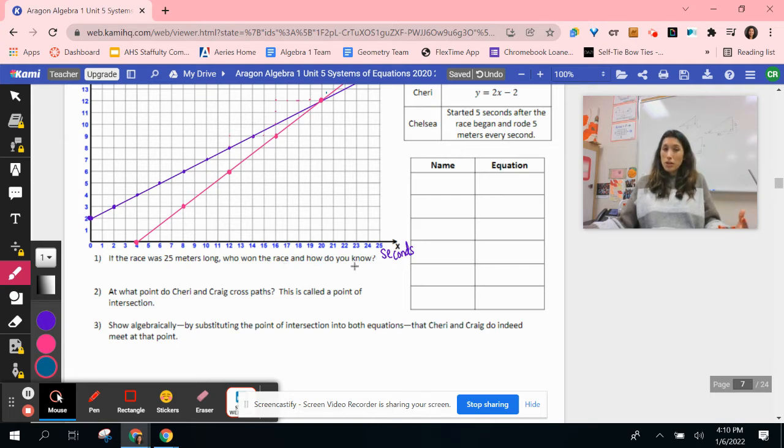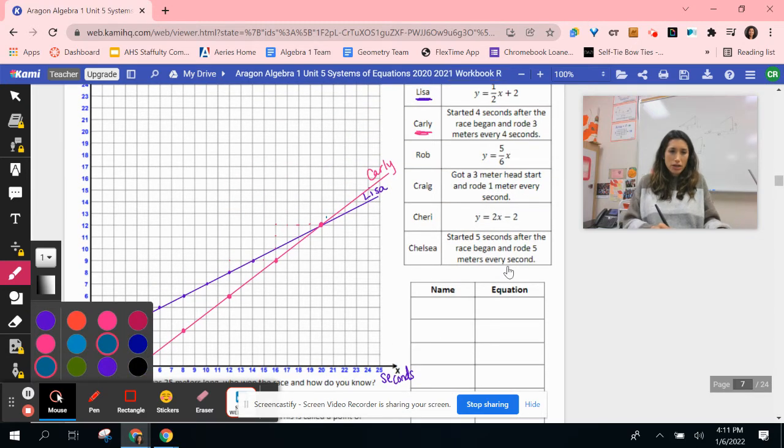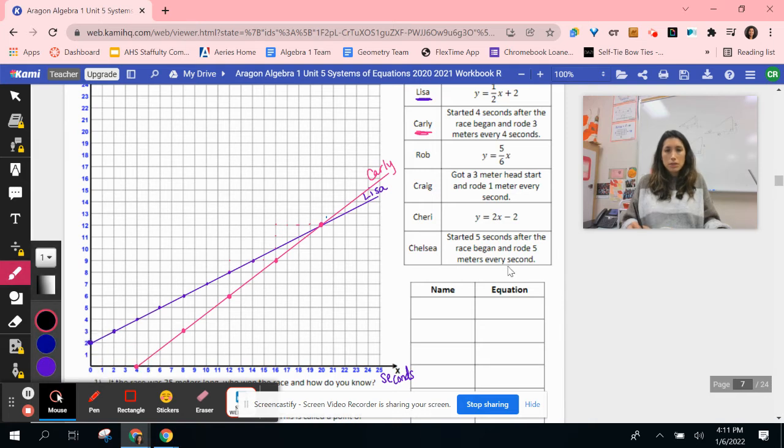So we need some equations for all of the racers here. Let's go ahead and start adding some of these. Let's do Lisa. Well, Lisa's easy. Lisa's equation was y equals 1/2 x plus 2. Carly.